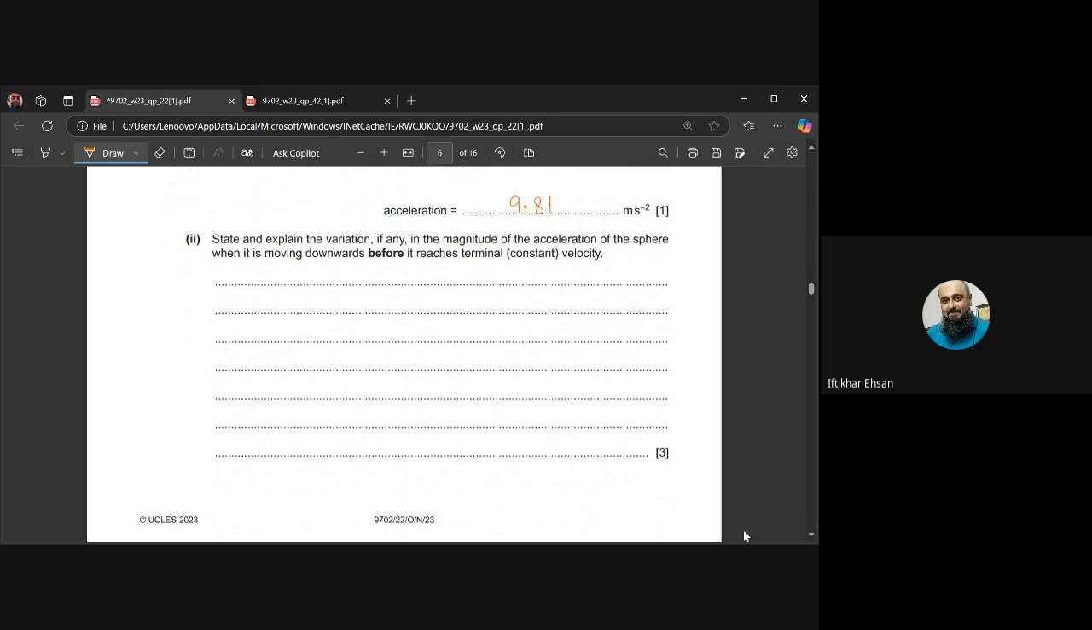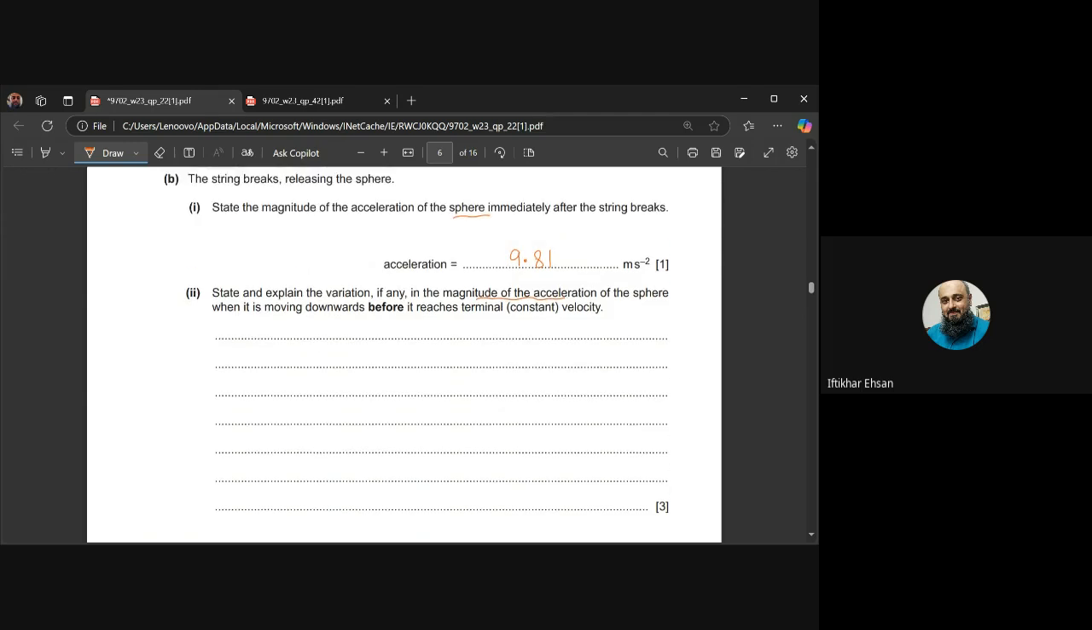State and explain the variation, if any, in the magnitude of acceleration of the sphere when it is moving downward before it reaches terminal velocity. So, beta, for every object which is going through terminal velocity, we have a graph like that. Here, acceleration is 9.81, and this curve down tells the acceleration decreases until the acceleration becomes zero. It is of 3 marks.